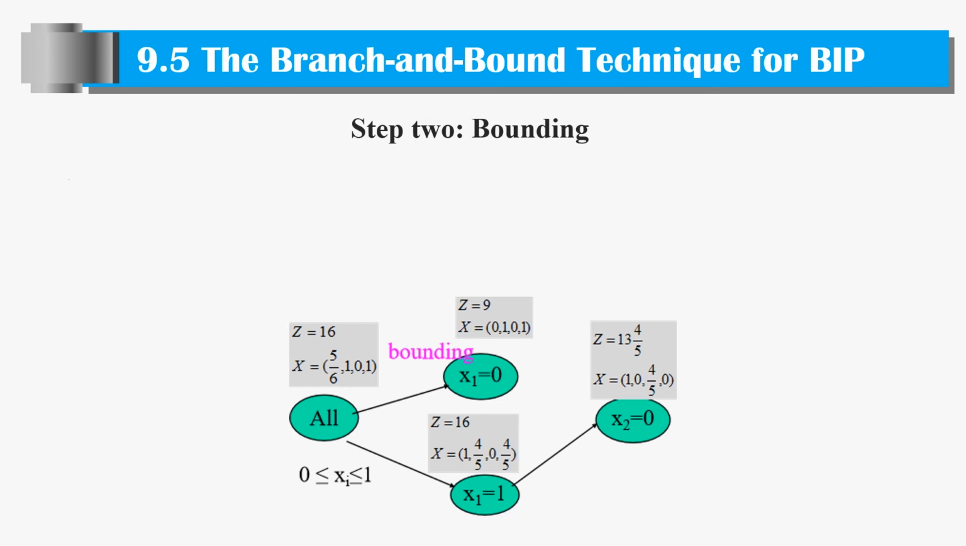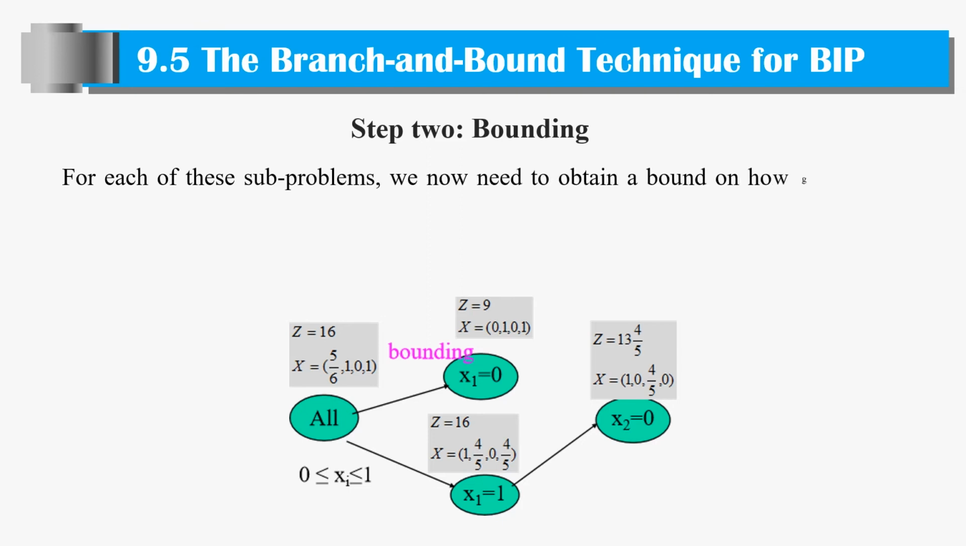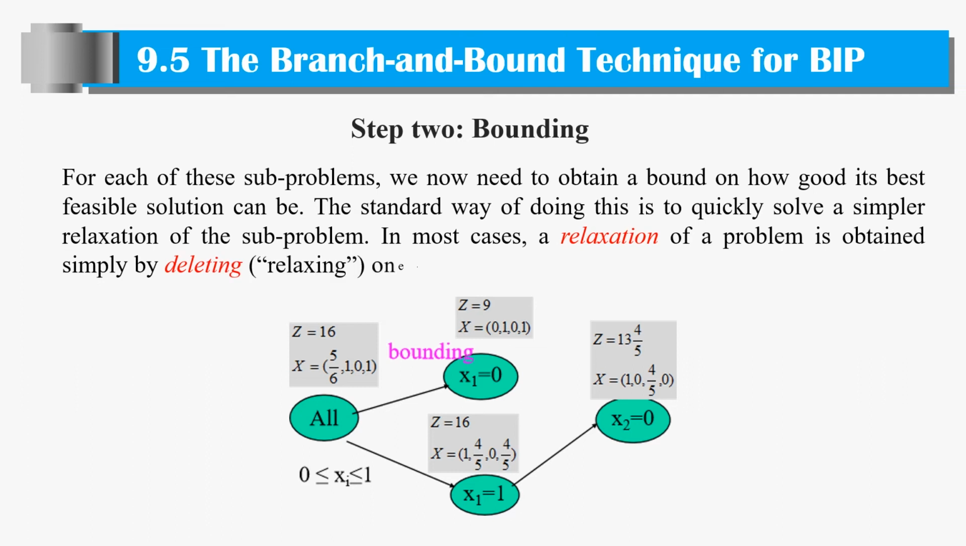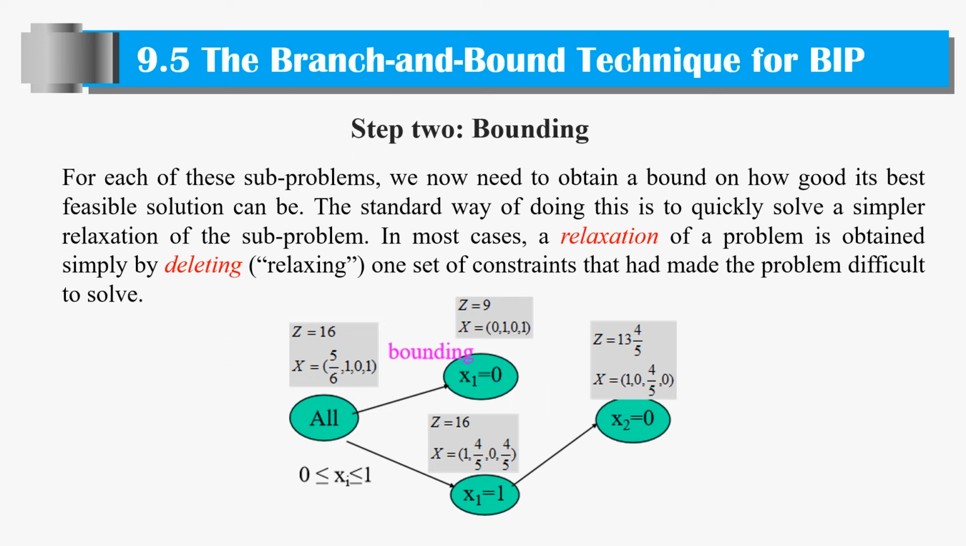So we see the preceding steps. Step 2, bounding. For each of these subproblems, we now need to obtain a bound on how good its best feasible solution can be. The standard way of doing this is to quickly solve a simple relaxation of the subproblem. In most cases, the relaxation of the problem is obtained simply by deleting one of the constraints that had made the problem difficult to solve.